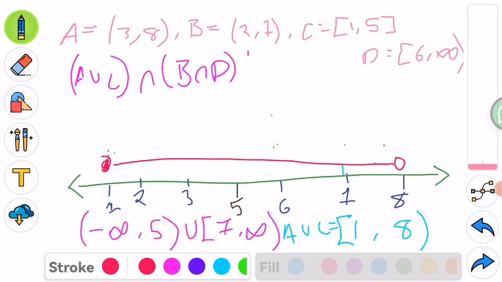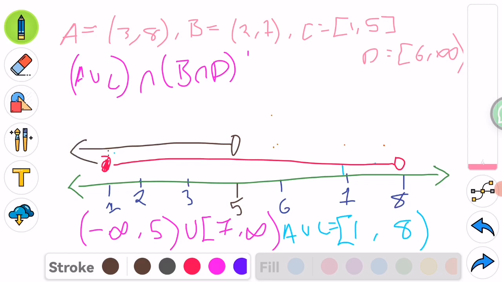And then the other one was B intersection D complement, which is this one that we have here. On the number line, from 5 to negative infinity, 5 is there, let me use a different color, 5 is just an open dot because it's an open bracket, and then 7 to positive infinity, and then 7 is shaded like that.